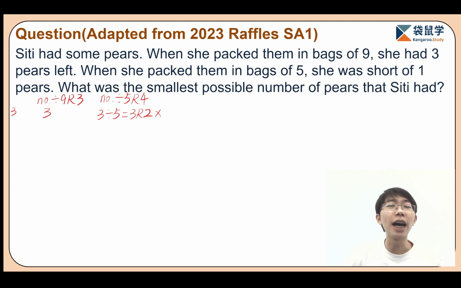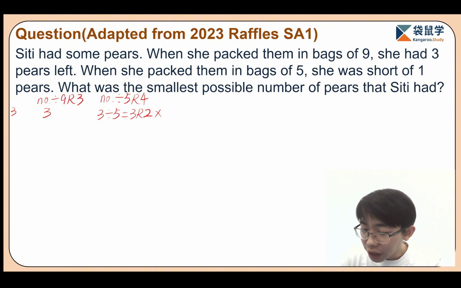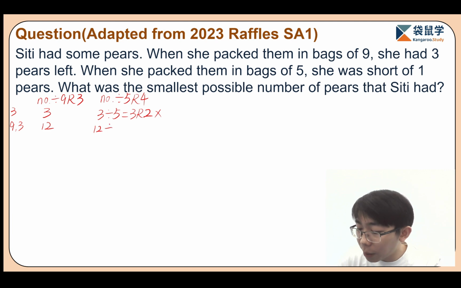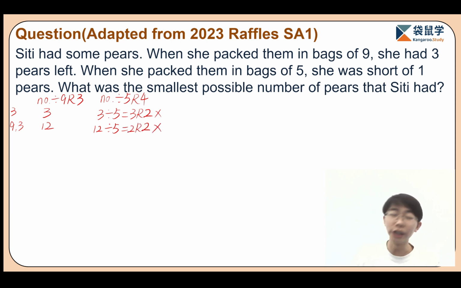Then, let's take a look at another number. What is the next number after it? After the 3, we get 1 9 and an extra 3. So the sum here is 12. Then, what should we do? We need to verify for this 12. When divided by 5, do we have a remainder of 4? 12 divided by 5 equals 2. Remainder is 2. So no, this does not satisfy our condition.